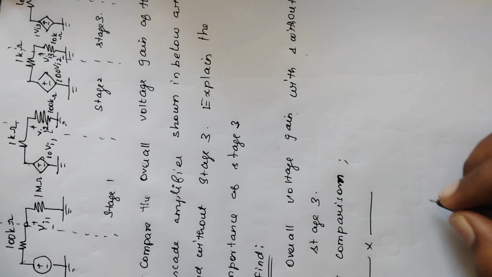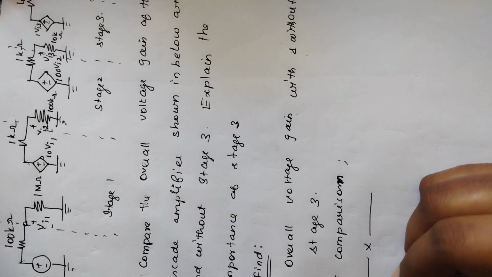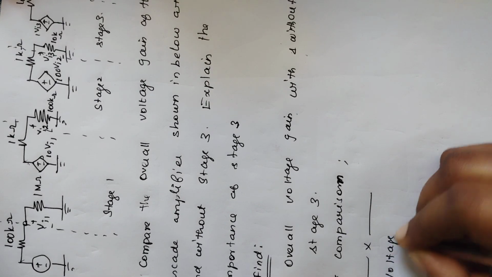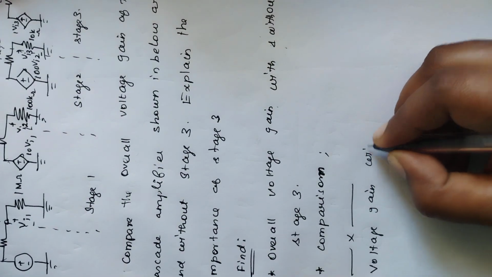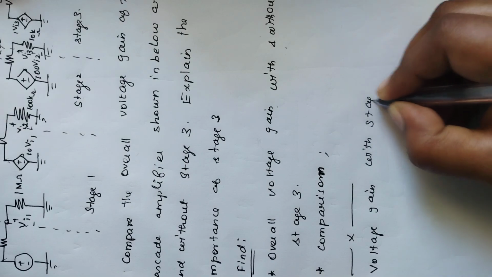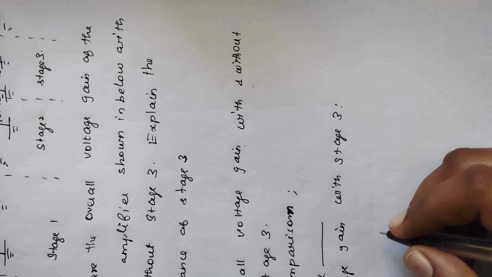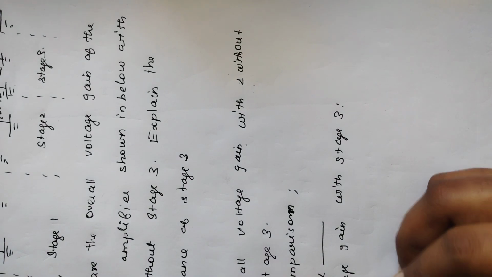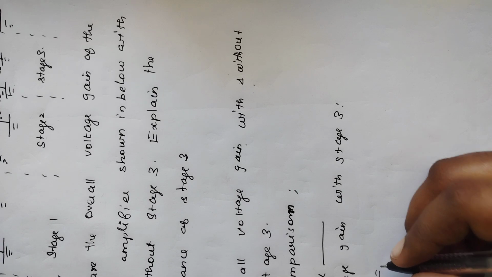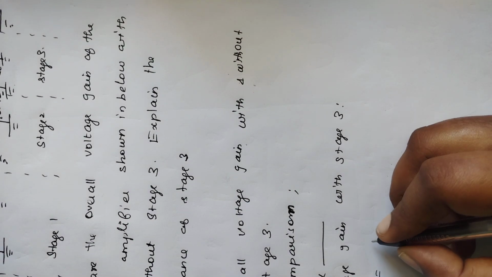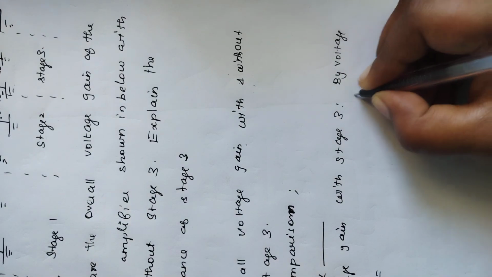So first let us derive the voltage gain with stage 3. So here is the circuit. Here, first the Vi1 value. Vi1 we can find by the voltage divider rule.